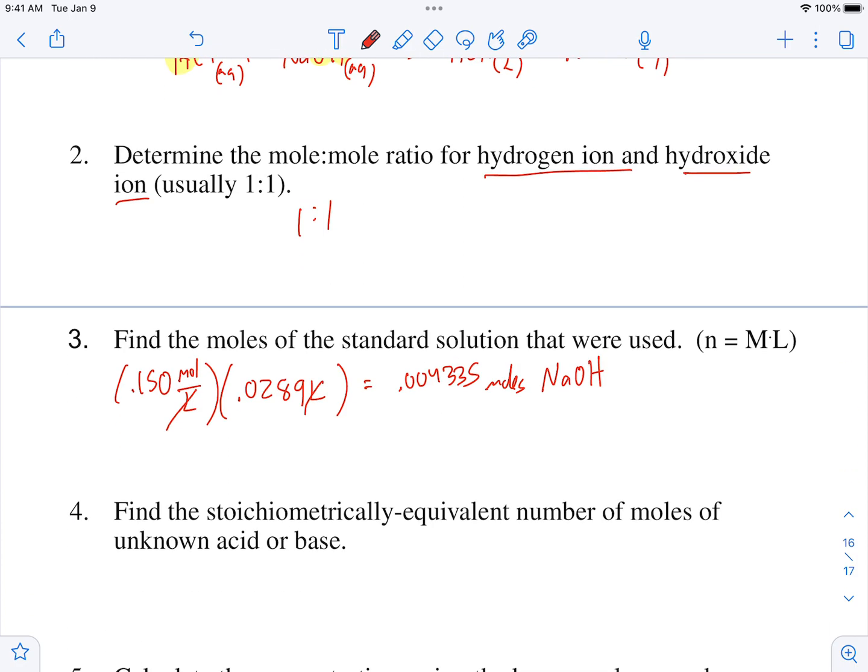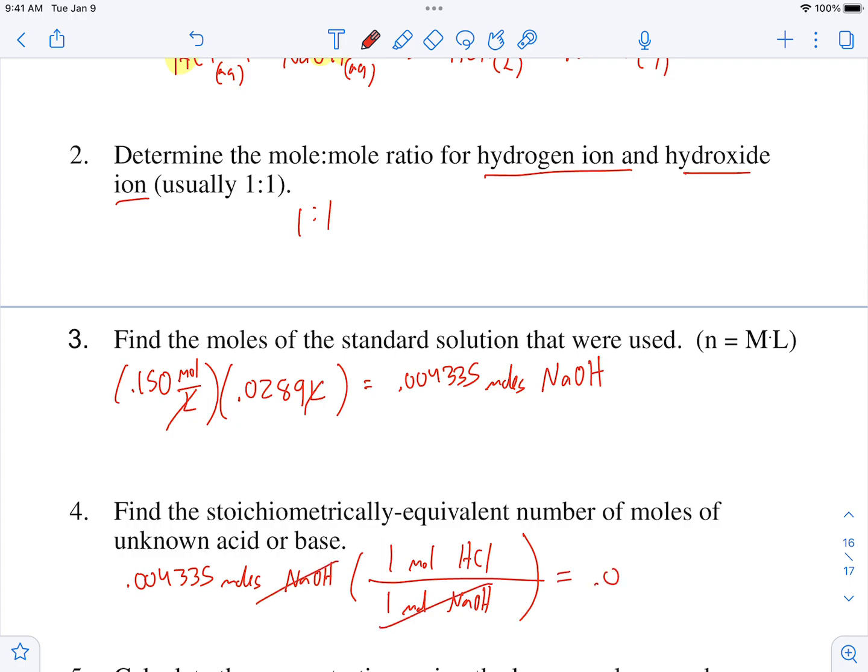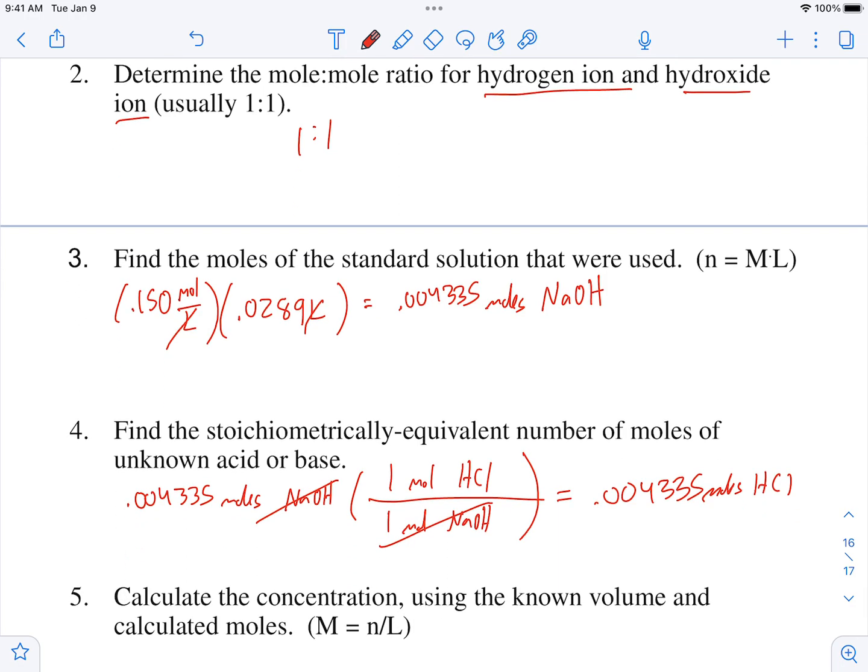Let's use the mole ratio to figure out the moles of the unknown. So 0.004335 moles of NaOH. Our mole ratio says there's 1 mole of HCl used for every 1 mole of sodium hydroxide used. So 0.004335 moles of HCl are what were present. Okay, and this step right here is due to the volume at the equivalence point.